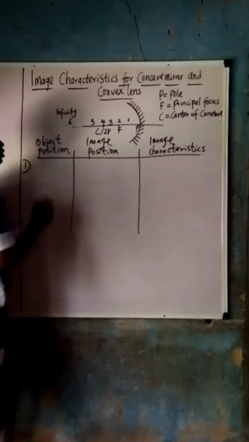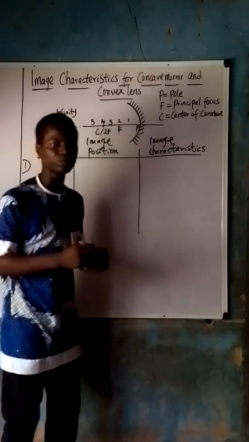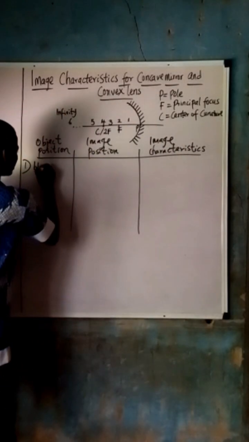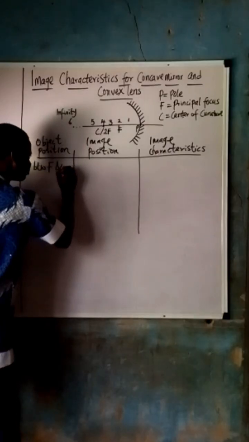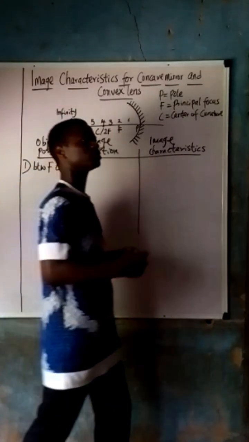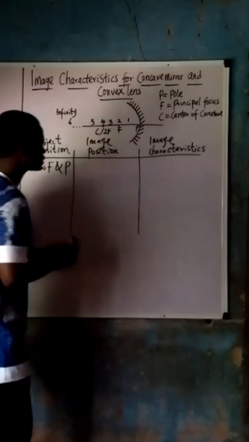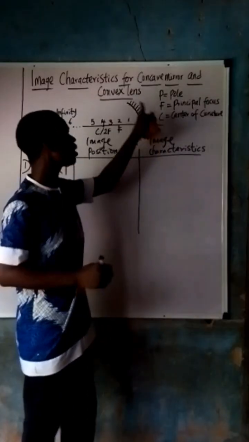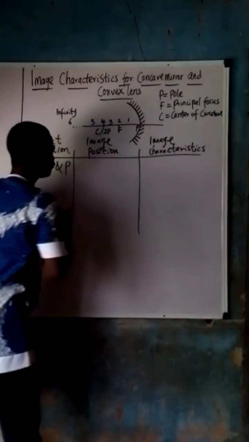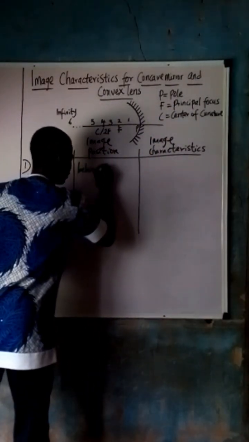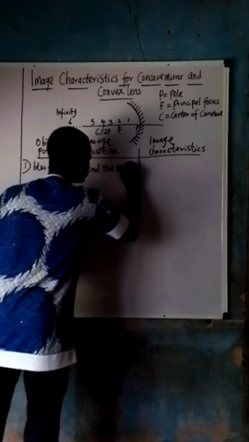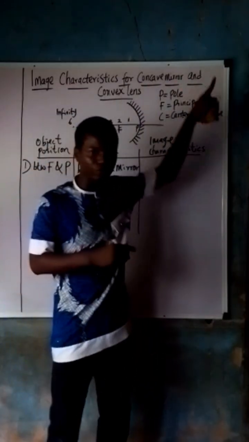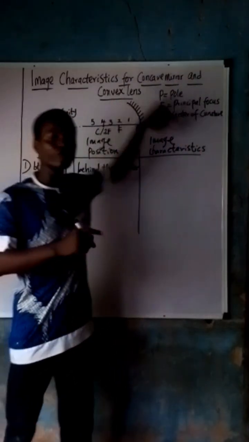Now for the first position, what do you observe? An object was placed between F and P. Guys, the question before us is, where will the image be? Take note, when an object is placed between F and P, for a concave mirror or a convex lens, the image will be formed behind the mirror, or behind the lens. And mind you, not just any mirror, but a concave mirror, and not just any lens, but a convex lens.